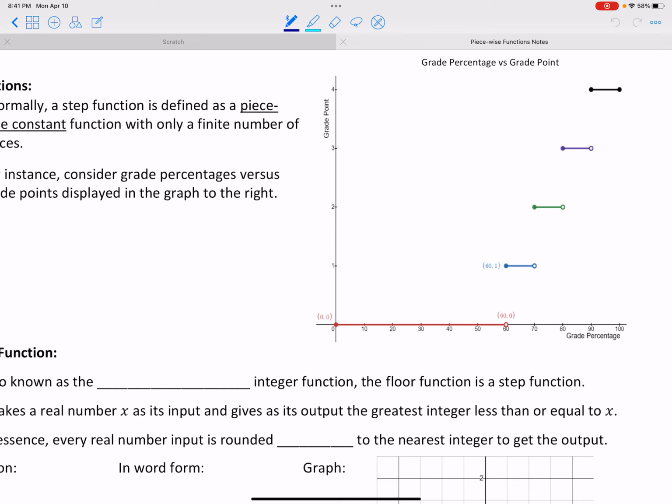And then all those points get divided by the number of classes you take, and that's how you get your GPA. So if you had 4 classes and you had an A and a B and a C and an A, then 4 plus 3 would be 7, plus 2 would be 9, plus 4 would be 13. That gets divided by the 4 classes you took.